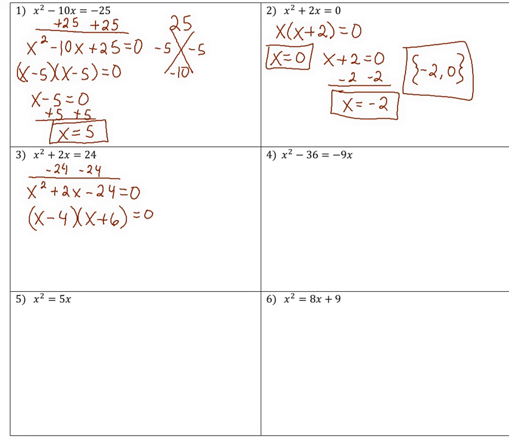And then set each factor separately equal to 0. Add that 4 on each side, subtract that 6 on each side, and we get x equals 4 and x equals negative 6. And again, we can keep them separate. We can say x equals 4, x equals negative 6. Or again, we can say, as a solution set, negative 6, 4, and put it in our curly brackets.